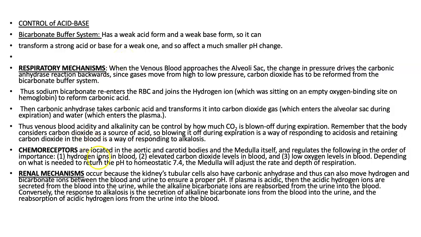The chemoreceptors, that's just really for your own information, as far as you have these chemoreceptors that constantly check pH, CO2 levels, O2 levels, and then the medulla gets that information and adjusts the rate and depth of respiration. Respiration is the quickest way to get blood back to 7.4, because as you exhale, you're exhaling carbon dioxide, which is a source of acid.